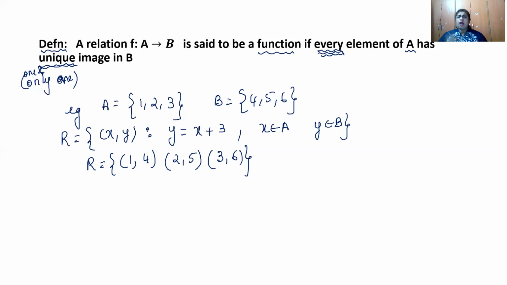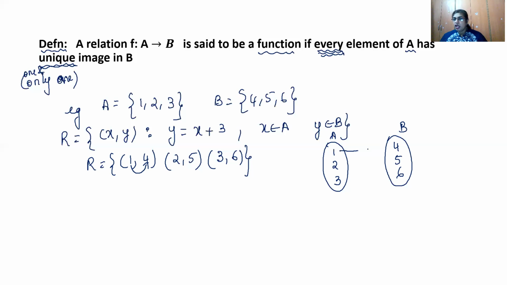Now, how do we check whether this is a function or not? Let me make you understand by the arrow diagram. Here you have two different sets, set A and set B. Set A has three elements, 1, 2 and 3. Set B has 4, 5 and 6. So what is this telling us? From 1, who is the image? This 4 is called the image of 1.